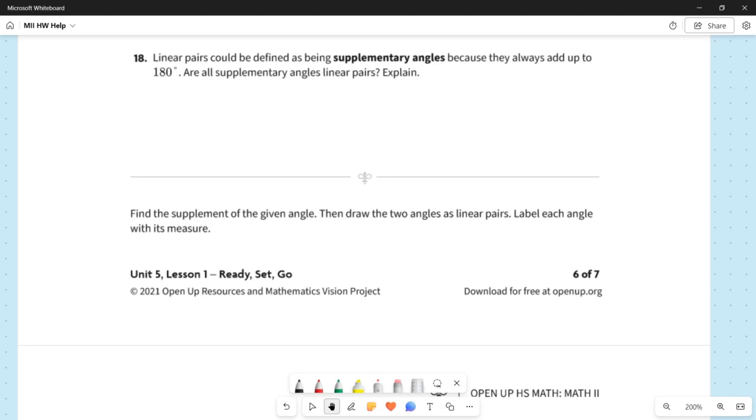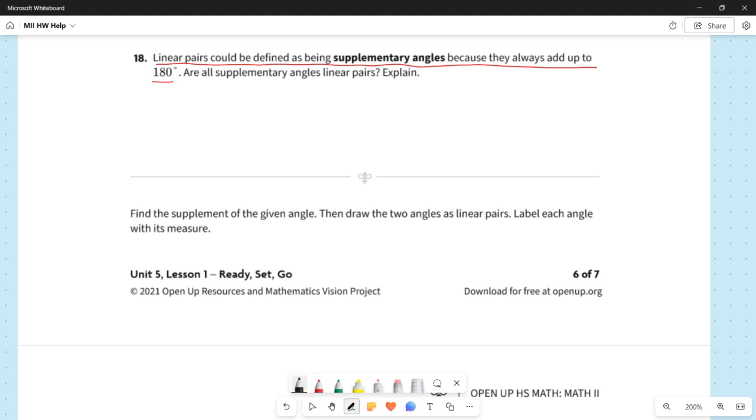All right, so we just gotta be careful here that we know what we're talking about. There's a difference between saying are all linear pairs supplementary and are all supplementary angles linear pairs, right? The first sentence is saying that all linear pairs are supplementary because they add up to 180. But basically what this question is saying is, is the reverse true? Is it true that all supplementary angles are linear pairs?